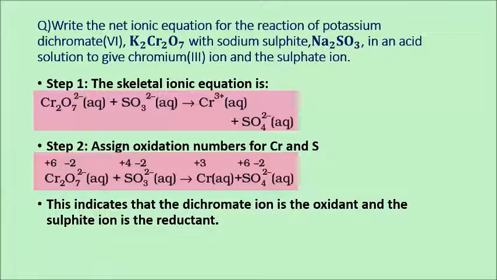So here +6 to +3, there's a decrease. Then sulfur +4 to +6, that means there's an increase in oxidation number. So an increase in oxidation number is oxidation. And the other one, chromium, is the reduction part.